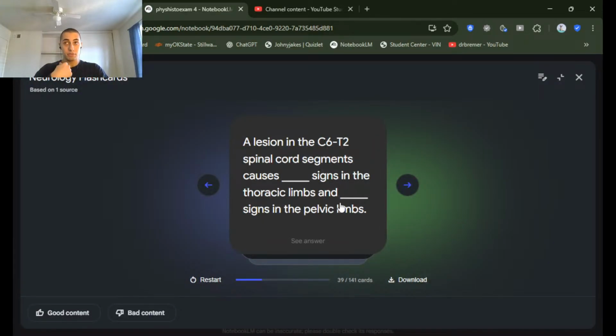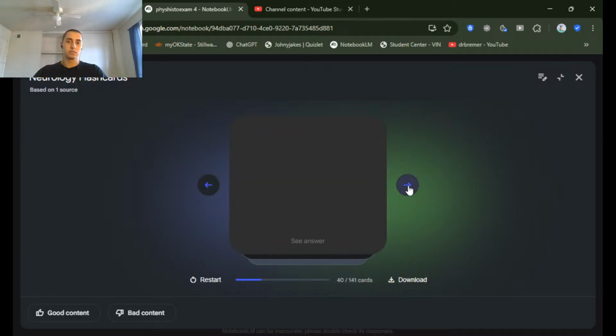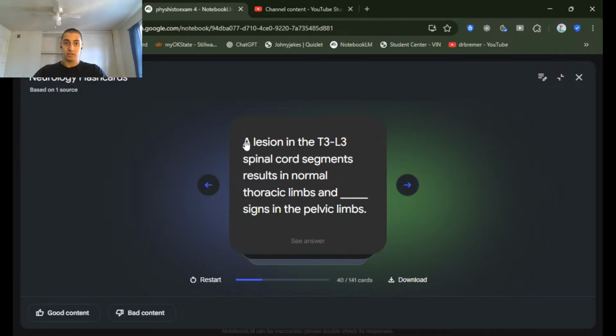Now, I bet if you have the lesion at the pelvic limb, you'd have lower motor neuron disease in both the thoracic limbs and the pelvic limbs. I hope that's right. Let's find out. A lesion in the T3 to L3, thoracic 3, lumbar 3. So this is about in that area. Results in normal thoracic limbs.